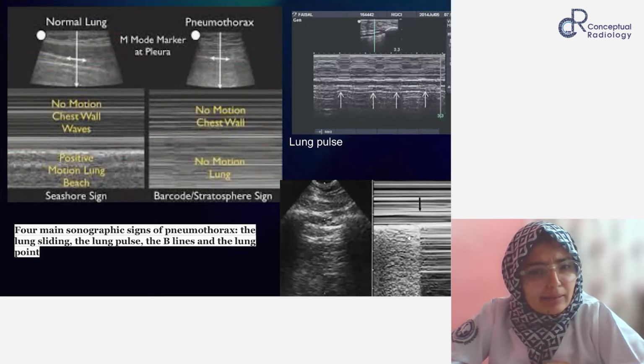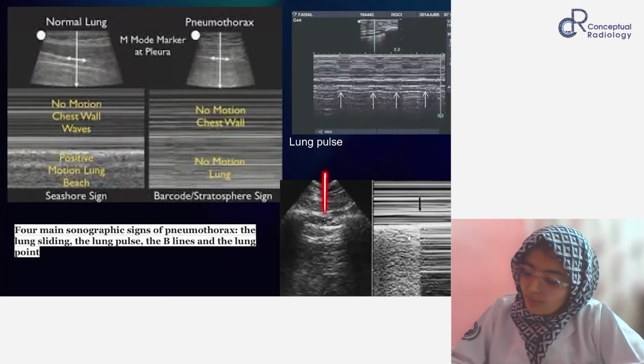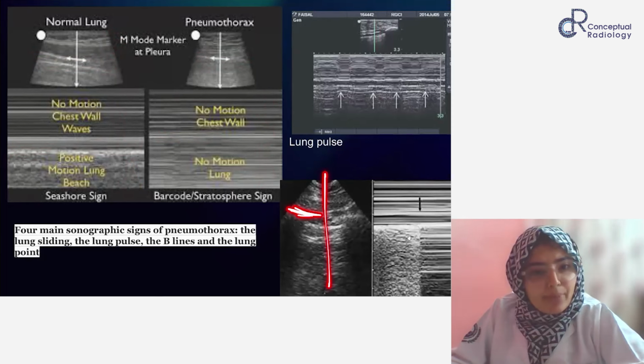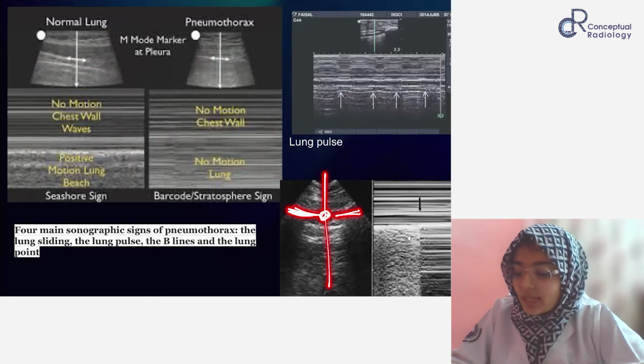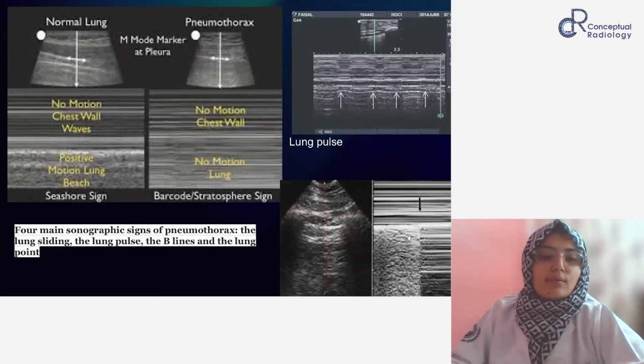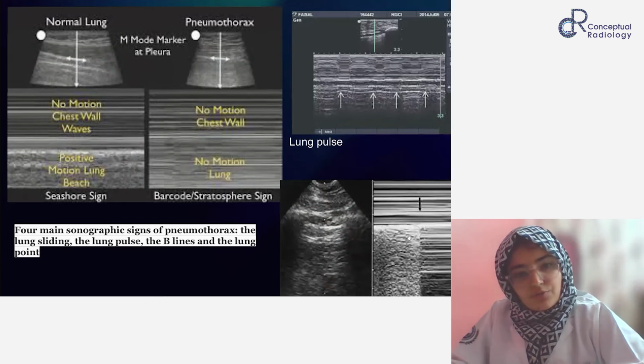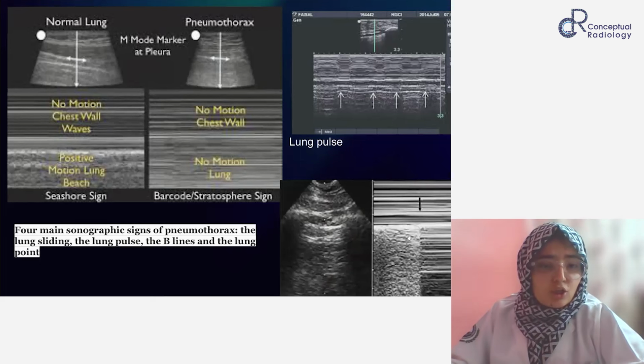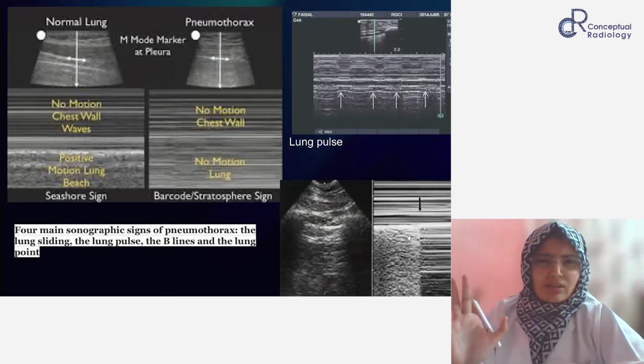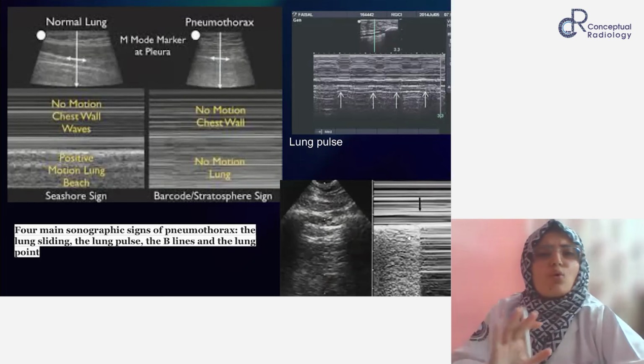The lung sliding, right? So there is a place where the lung sliding is happening, and all of a sudden there comes a transition point, and beyond this part there is no lung sliding. So that is the transition point, or the lung point. Understood? Which you can see in your B mode scanning. So in M mode you see these specific things: the stratosphere, barcode, seashore.